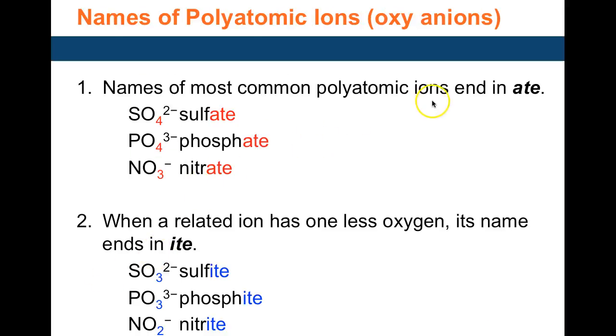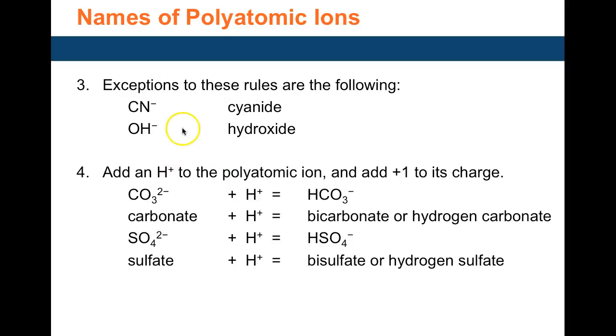All right, so they either end in ate or ite, most of them, all right, like sulfate, phosphate, nitrate. So more oxygens means ate, less oxygens means ite, all right? So it doesn't always correspond with 4 oxygen atoms, all right? Like here in nitrate, it's 3 oxygen atoms compared with 2 oxygen atoms, all right? So the exceptions to the ate-ite type of polyatomic ions are cyanide and hydroxide, all right?